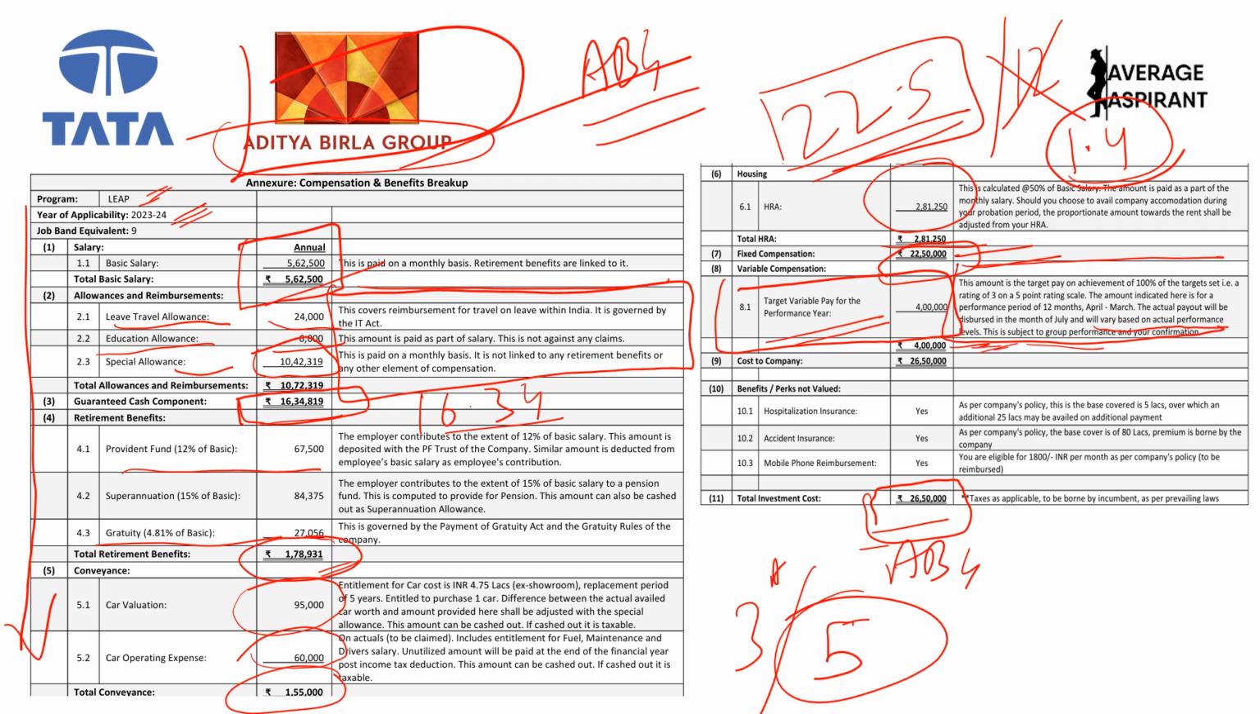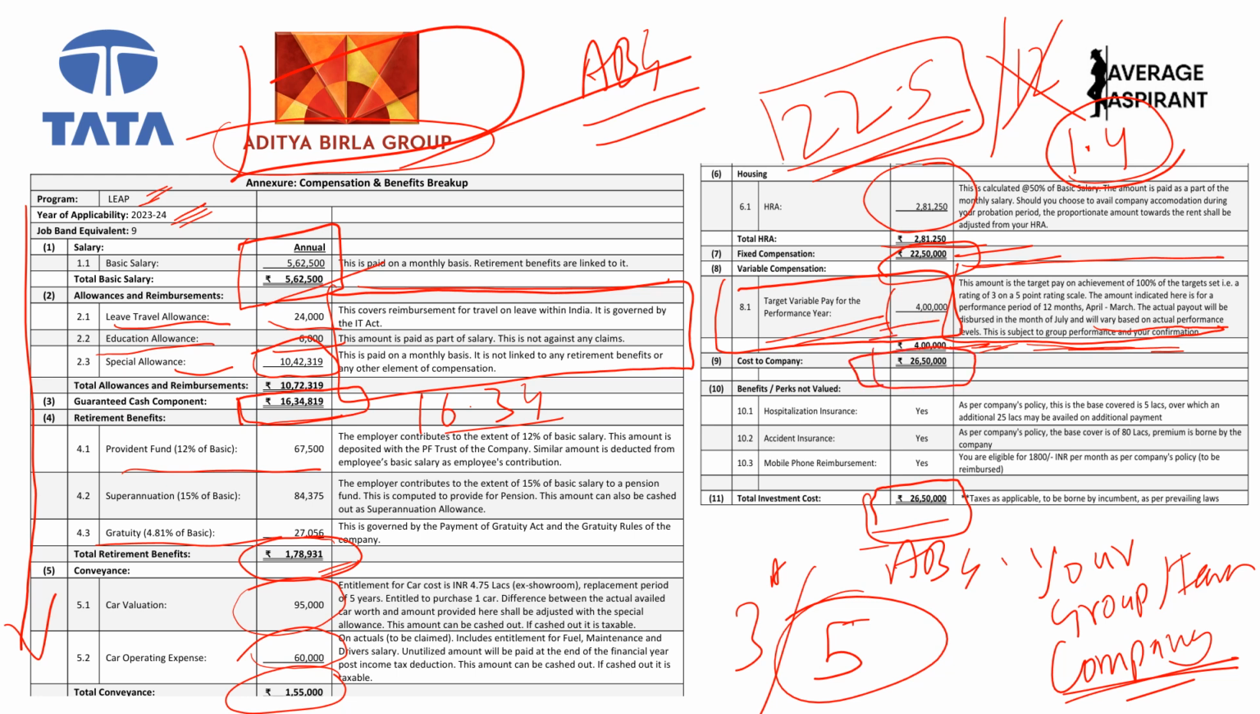This is subject to group performance. So, not only your performance, but your group, which is your team, and the company. If all perform well, you can expect a good percentage of this. Otherwise, you'll get at least something, right? So this is the total cost to company, which is coming out to 26.5 lakhs.